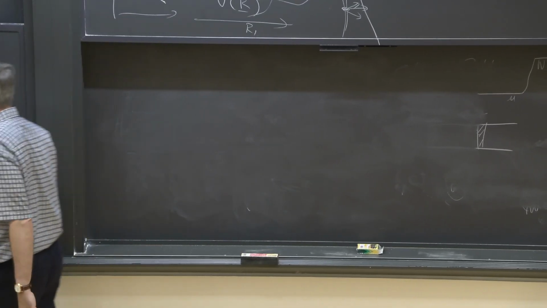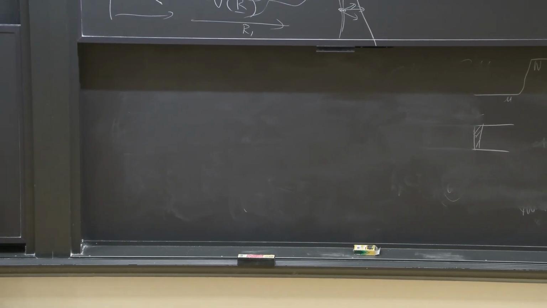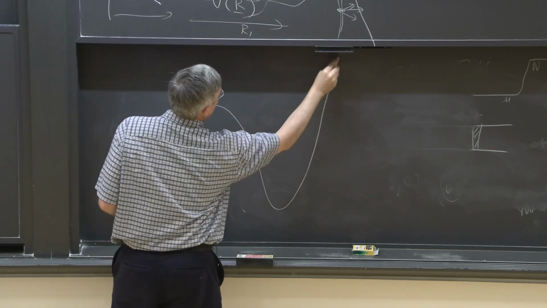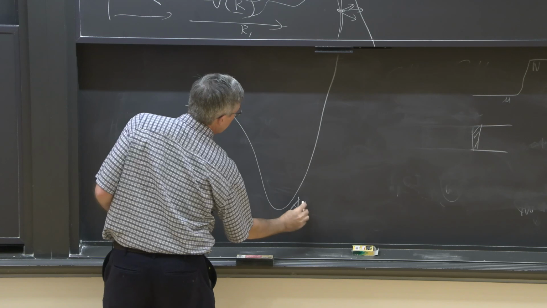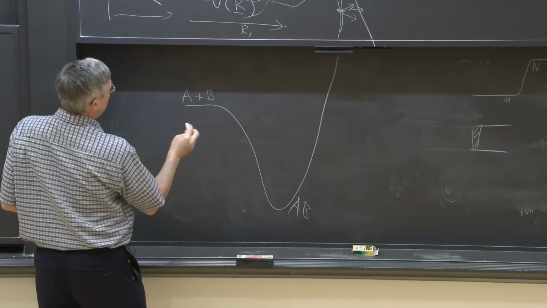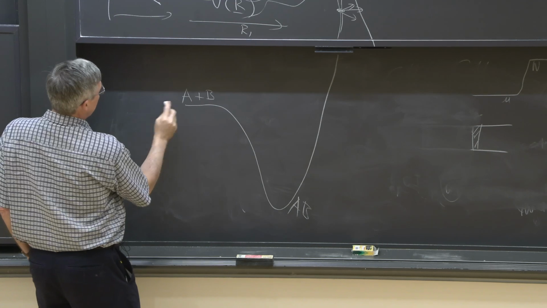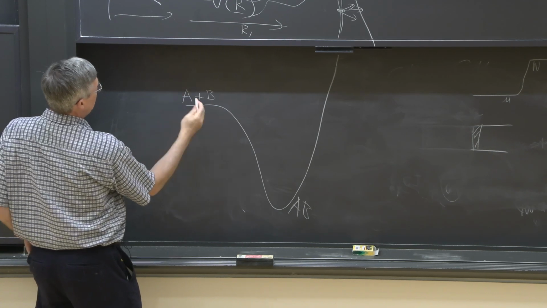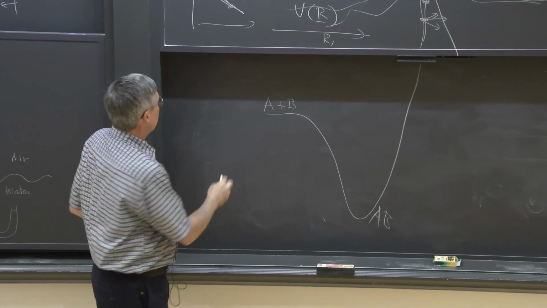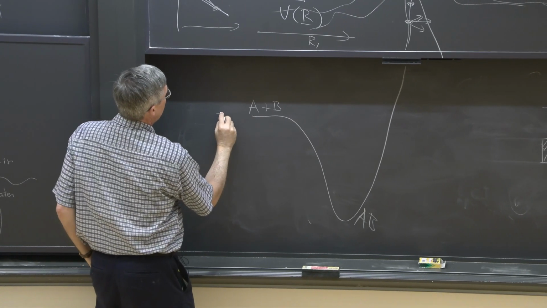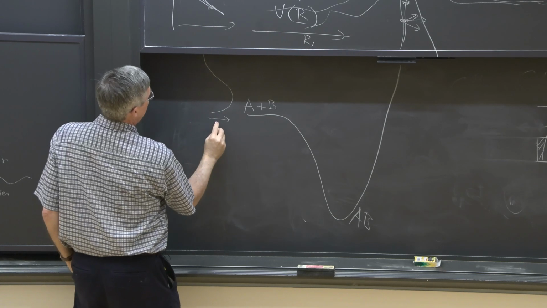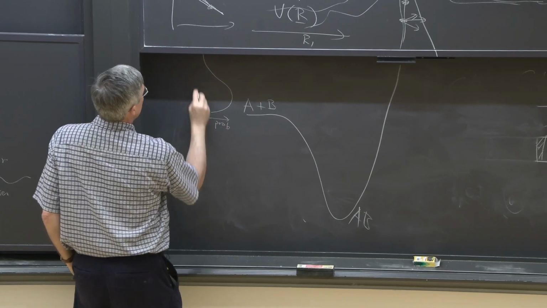So if you want to really understand this in detail, you have the A plus B coming together, and they're going to form AB. And there's a Boltzmann distribution of the energies of the incoming A and B molecules as they come to collide with each other. So there's a probability of their energy. This is probability. This is the energy.